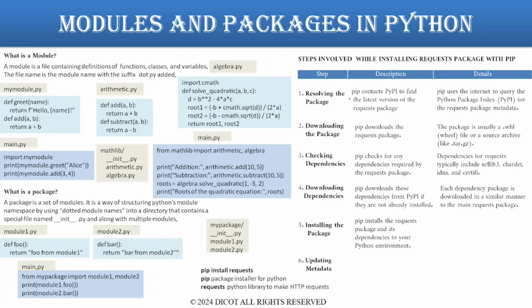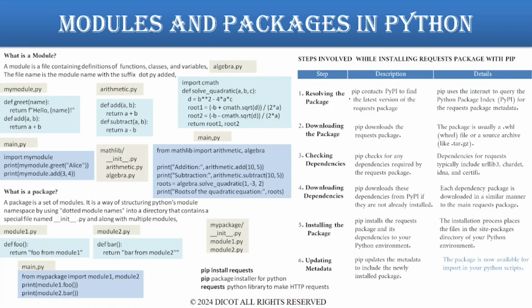Installing the package: pip installs the requests package and its dependencies to your Python environment. The installation process places the files in the site-packages directory of your Python environment. Updating metadata: pip updates the metadata to include the newly installed package. The package is now available for import in your Python scripts. This is how the output might look when you run pip install requests.